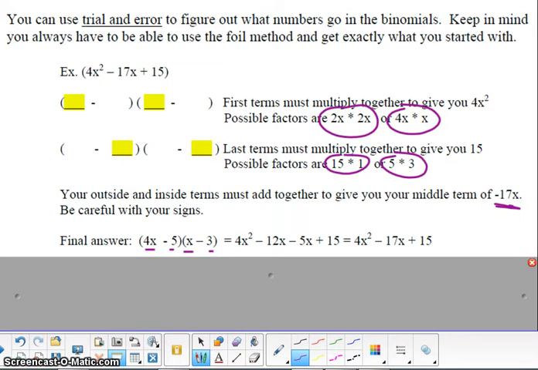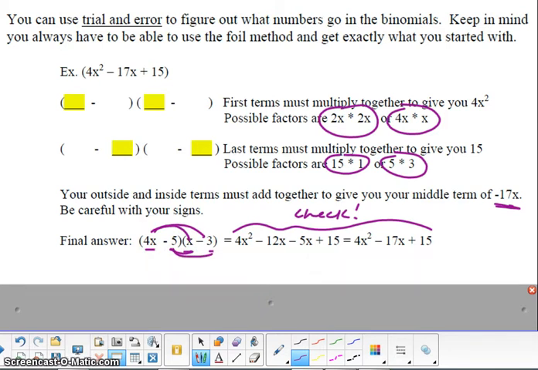Now what you see here is checking your answer. So what this is showing is multiplying 4x times x, 4x times negative 3, and same with the negative 5 to both of them. So let's go ahead and practice some of these harder ones.